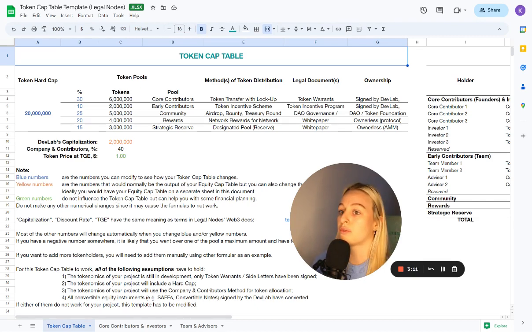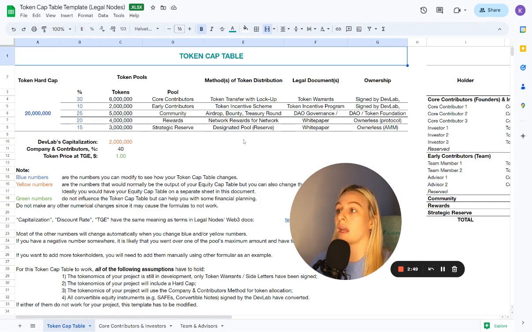It also helps avoid problems with the valuation of the project in future fundraising rounds. And so problems can arise when founders have priced their token at a really early stage. For example, let's say that a founder gives the price of $1 per token. So if we have a token hard cap of 100 billion tokens, the result is that the project would be valued at $100 billion, which is just an impossible valuation at such an early stage.